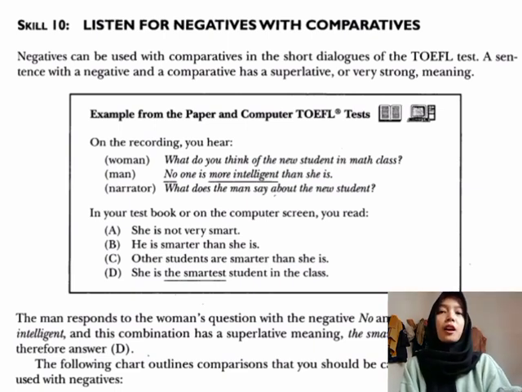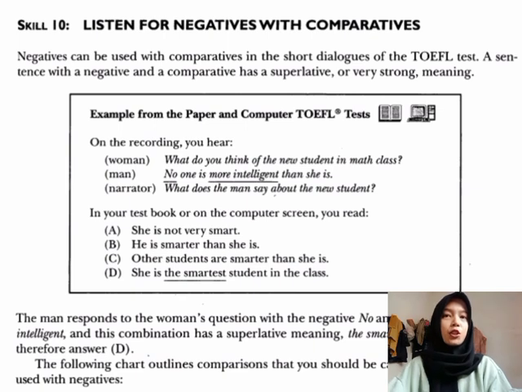For example, we have a dialogue between a woman and a man. The woman says, "What do you think of the new student in the math class?" So they are talking about their class, especially math class. And then the man says, "No one is more intelligent than she is." So it means she is the most intelligent student in the math class, because no one is more intelligent than she is. She is the most intelligent, no one can compare to her. And then we can read the question: what does the man say about the new student?